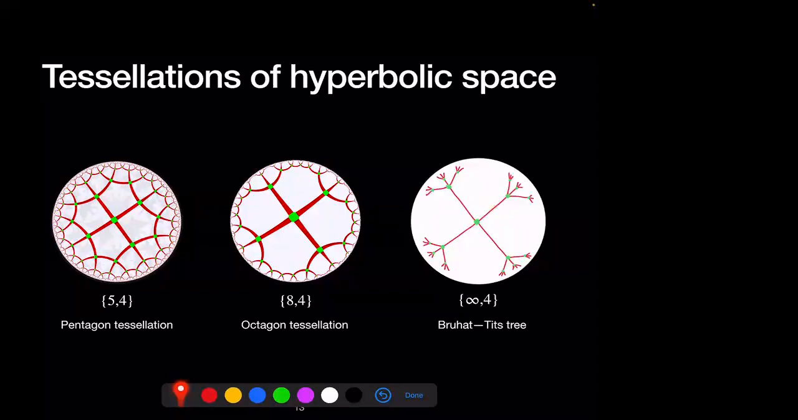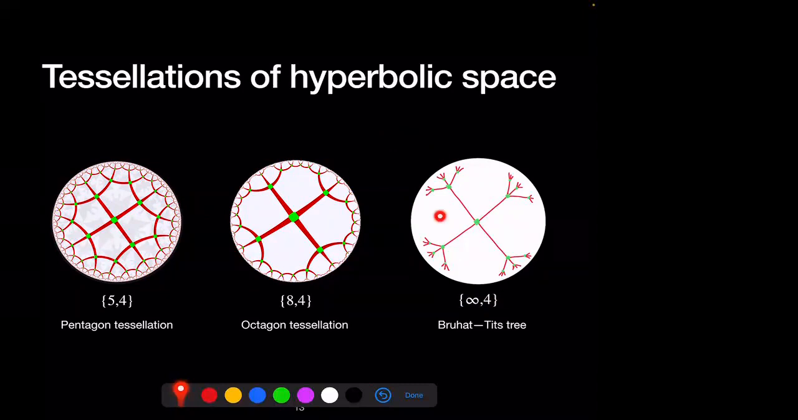This is a regular tree of valence 4, because 4 edges are incident at each vertex, and it goes on to infinity. I have only shown a small part of it. So this is an extreme tessellation of hyperbolic space, which leads to the Bruhat-Tits tree. So you've seen different ways of thinking of the Bruhat-Tits tree.